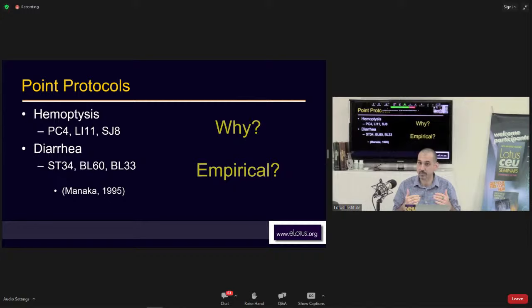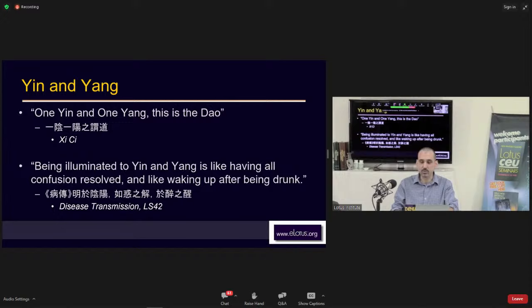Okay, so let's start looking at models of analysis. The reason why I subtitle it Yin and Yang or the Tao is because they are, right? This is a quote from the Xici, which is a Confucian commentary basically on the I Ching. One yin and one yang, this is the Tao. This comes from Lingshu 42.